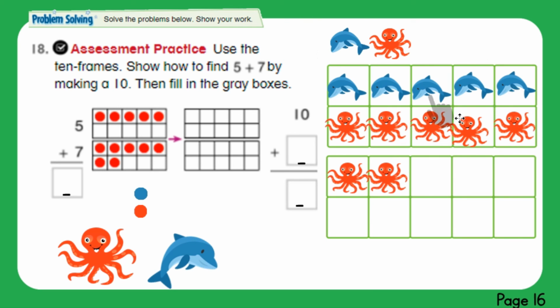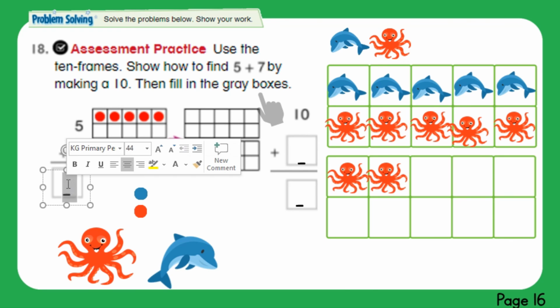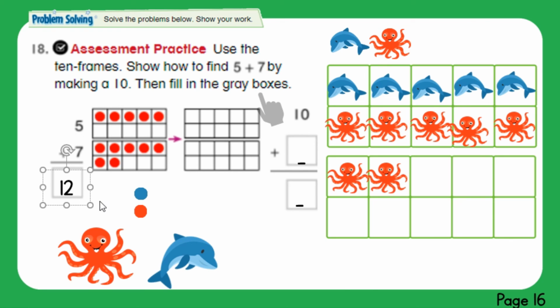Now I have completed this first 10 frame, and I can easily see that they are 10. I just count after 10, 11, and 12. So simply by using the 10 frame, I can easily tell 5 plus 7 is 12.